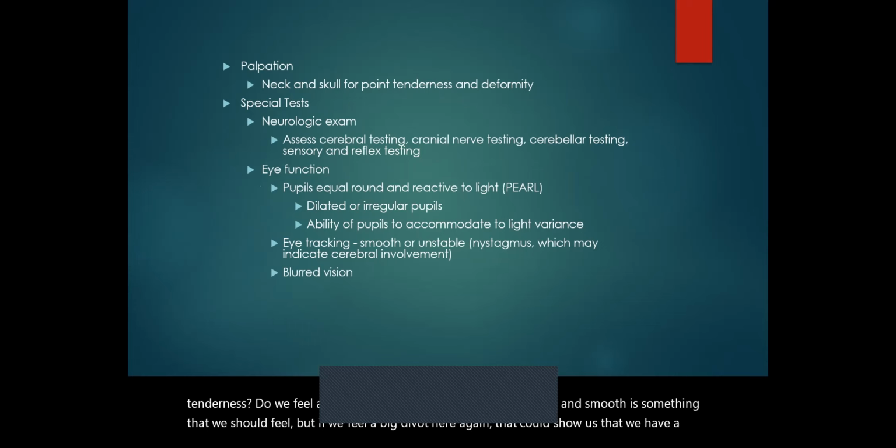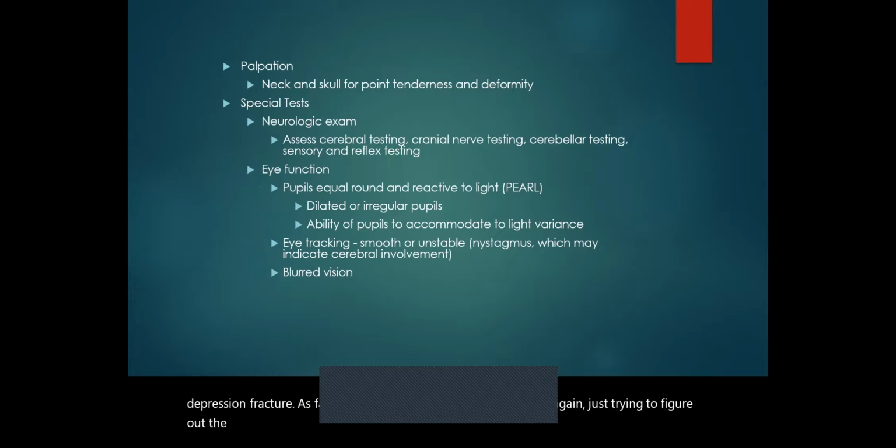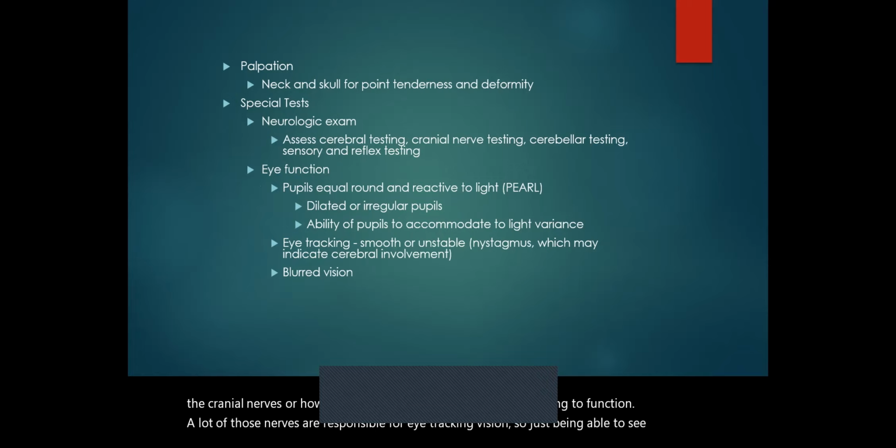As far as special tests, a lot of the tests here are, again, just trying to figure out the severity of these symptoms. So from a neurologic standpoint, we're testing what's called the cranial nerves, or how those nerves within the brain itself are going to function. A lot of those nerves are responsible for eye tracking, vision, so just being able to see, taste, tongue movement, a lot of your facial movements, so raising your eyebrows, blowing out your cheeks, sticking out your tongue, moving it side to side. Things like that we'll talk about a little bit later.